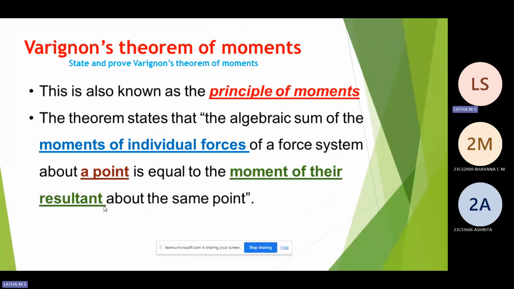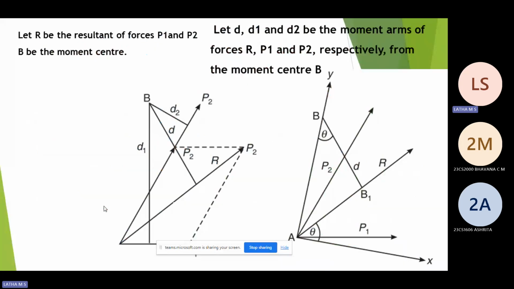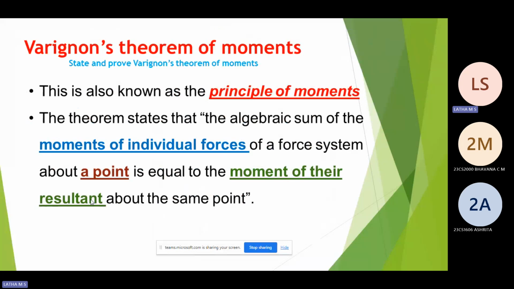Got it? This derivation is very important. You have to do it. This is a regular question asked for 10 marks in every question paper of VTU. Please make a note of this statement, which is also called the principle of moments: the algebraic sum of moments of individual forces. You saw here I'm taking the moment of individual forces. What is individual? F2 is an individual force, and it is equal to the moment of the resultant about the same point.